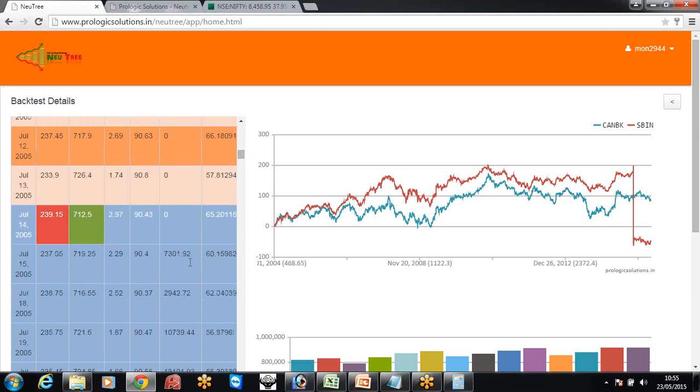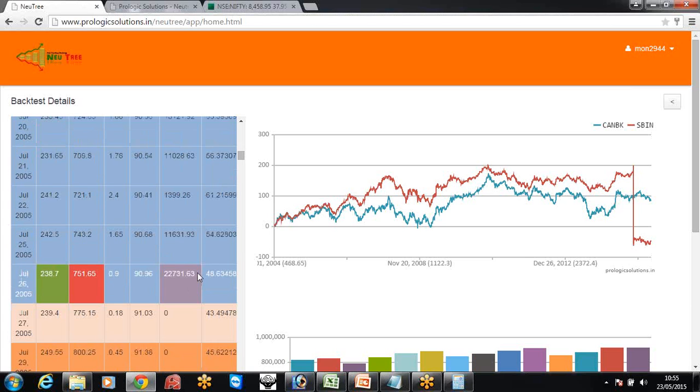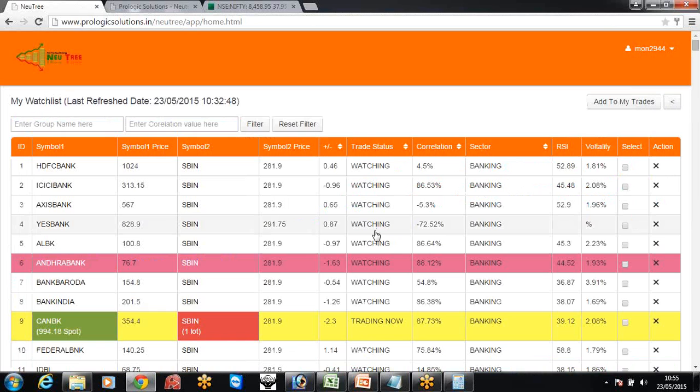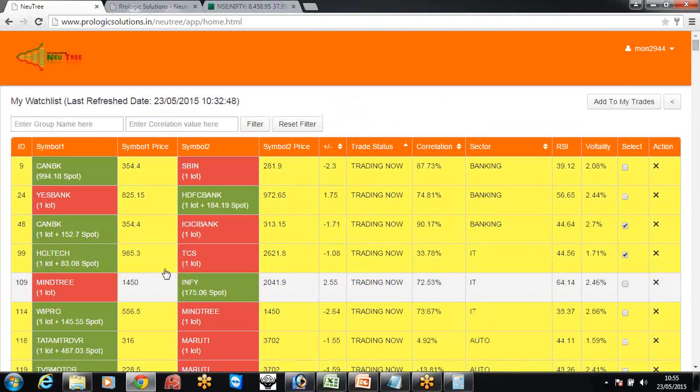So this was in 2005, and that ended with around 22,000 rupees profit. Let me come back and show you some calls which are currently in progress. You know that for Can Bank and SBI, your loss is 44 rupees right now, and your correlation is 2.3, which should come down to 1. Then we will close the trade. So we will check this trade again on Monday. We'll definitely be making profits there.